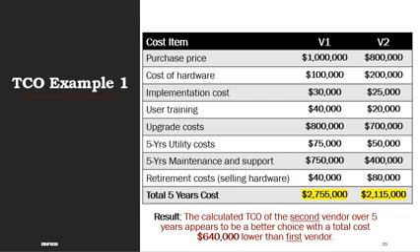So for the first vendor, we sum all the cost items in this table, and we found that the cost of the ERP system from the first vendor is $2,755,000, while for the ERP system from the second vendor it is $2,115,000. So the result of this problem is that the calculated total cost of ownership of the second vendor over 5 years appears to be the better choice, with a total cost $640,000 lower than the first vendor.